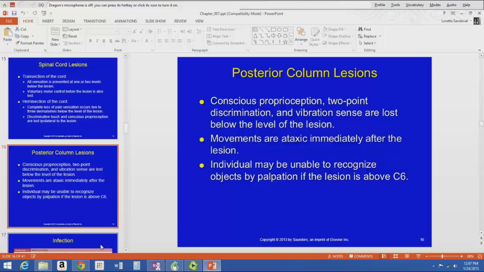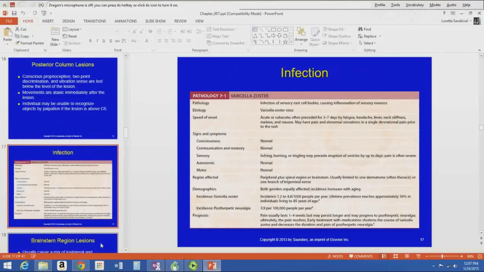So some of those losses and some of those tests, you can localize the lesion by what they can and can't do, what they can and can't sense. Okay, so throughout the book they have the little pathology things. There's one on shingles, varicella zoster virus, which is the same virus that causes chicken pox. Once we have it, it infects our sensory root cell bodies, causing inflammation of the sensory neurons. So it's a latent virus.